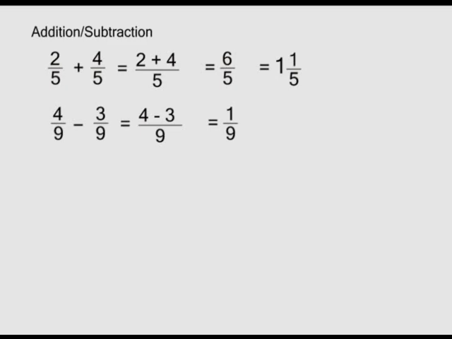If the denominators are different, we work with their LCM. For instance, 2 over 3 plus 1 over 4. The LCM of 3 and 4 is 12. So we write 12 as the denominator. 12 divided by 3 is 4. 4 times 2 is 8. 12 divided by 4 is 3. 3 times 1 is 3. That gives us 11 over 12.